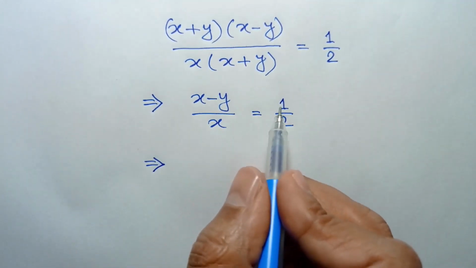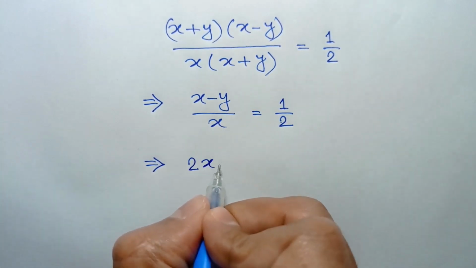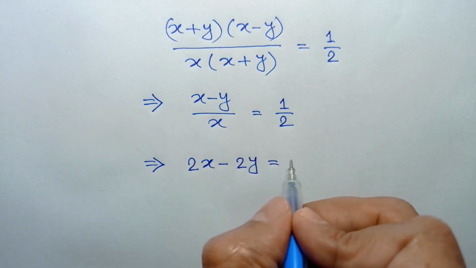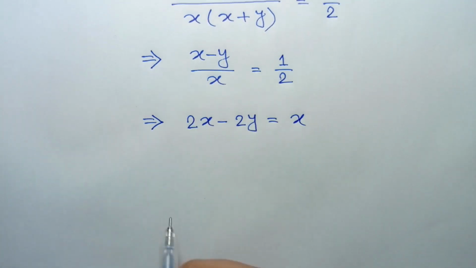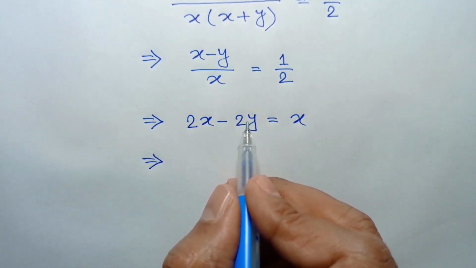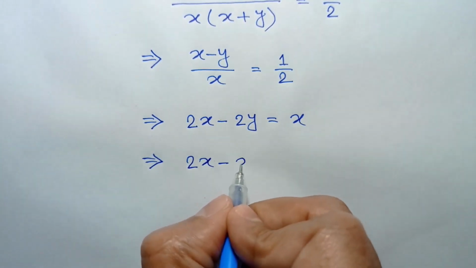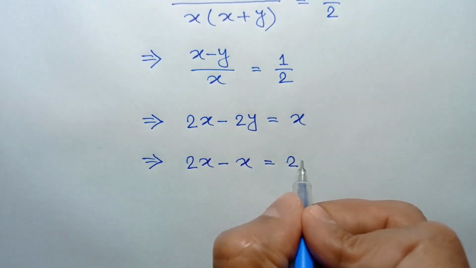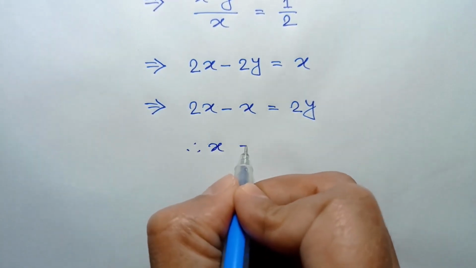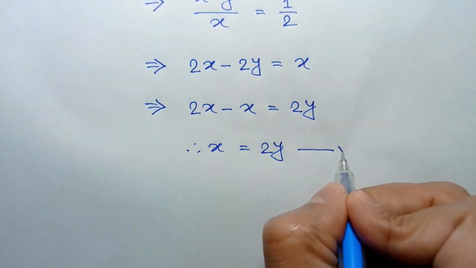or applying cross multiplication we can write x minus y times 2 is twice x minus twice y is equal to x times 1 is x, or taking this x to the left side and this twice y to the right side, we can write twice x minus this x is equal to this twice y. So x is equal to twice y. Call it equation number 5.